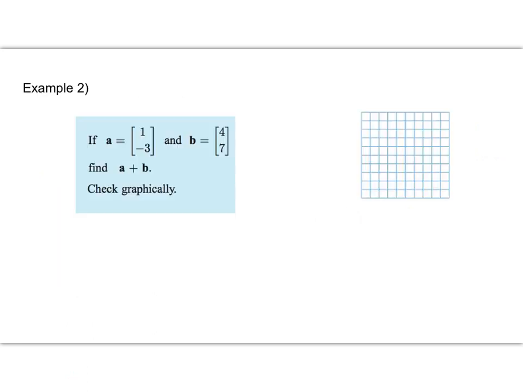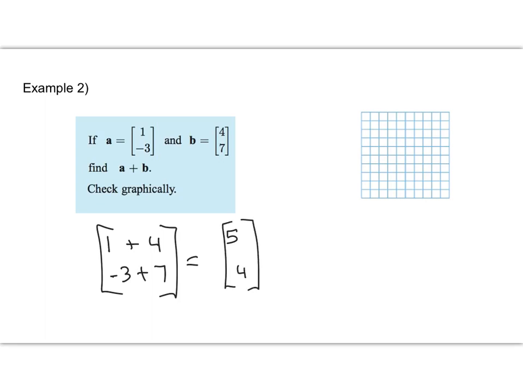So let's try an example. I have A equals 1, negative 3, and B equals 4, 7. I want to find A plus B, and then I'm going to check my solution with the graph. So A1 is 1, plus B1 is 4, and then I have negative 3 as A2 and 7 as B2. And the result of that is 5, 4. So let's check that on the graph.